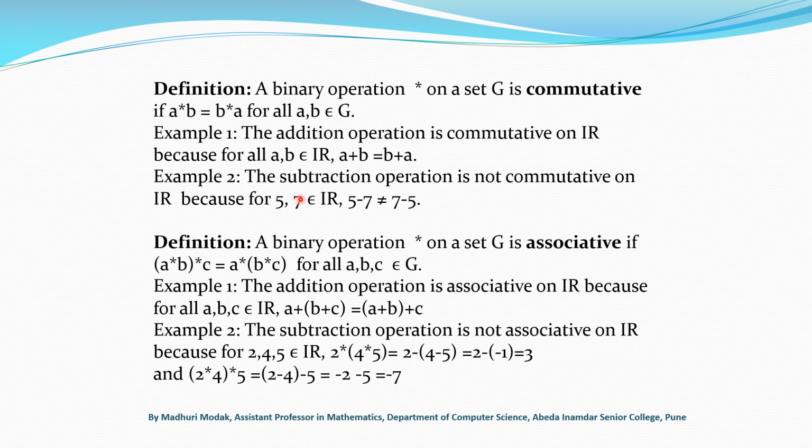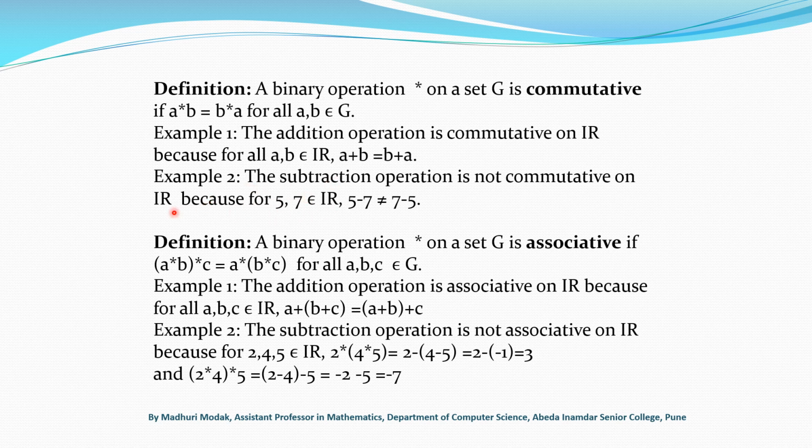So the addition operation is commutative on R. Then see the subtraction operation. Subtraction is not commutative on the real number set R, because if you consider two real numbers A and B, then A minus B and B minus A may be different. For example, if I consider 5, 7 in R, then 5 minus 7 is minus 2 and 7 minus 5 is 2. So 5 minus 7 is not equal to 7 minus 5. It means it is not commutative.